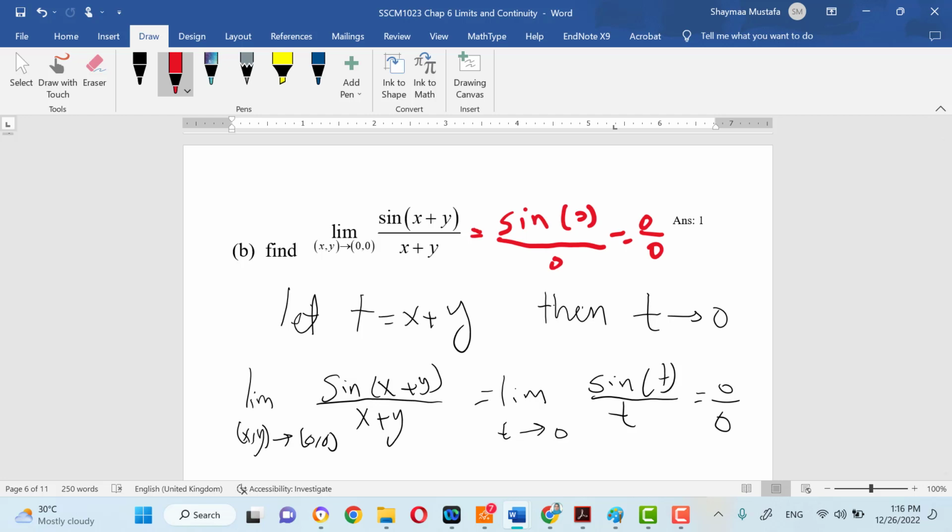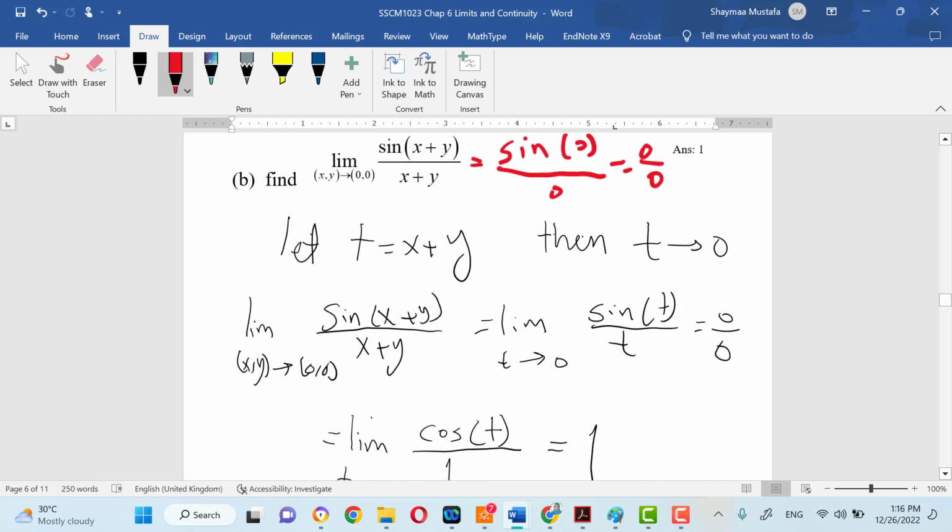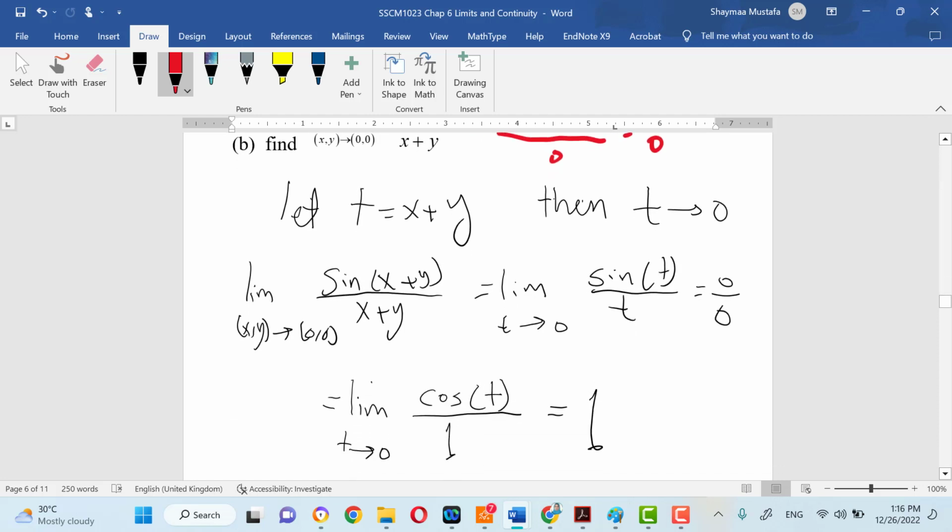So I change the limit for a multivariable function, the limit for a function of two variables, to a limit for a function of one variable only. Now direct substitution will give me 0 over 0, but here I can apply L'Hopital's rule because this is a function of one variable only, which is t. So going for L'Hopital's rule, the limit when t goes to 0: the derivative of sine is cosine, the derivative of t with respect to t is 1, so cosine t over 1. Now substituting, cosine 0 is 1, and 1 over 1 is 1.